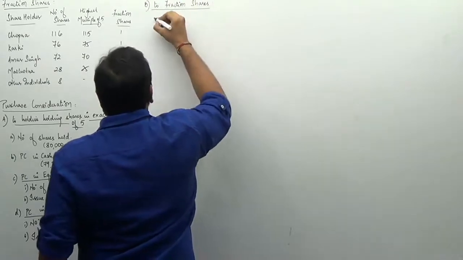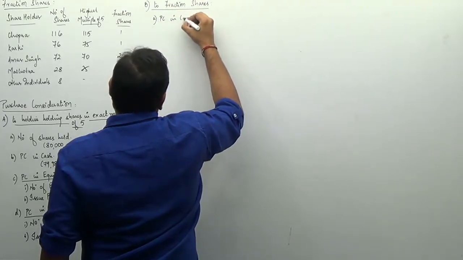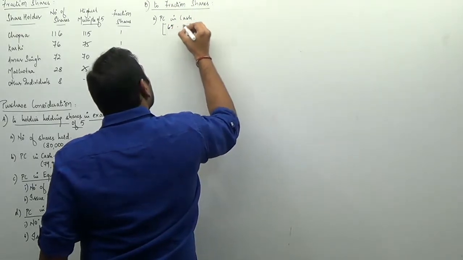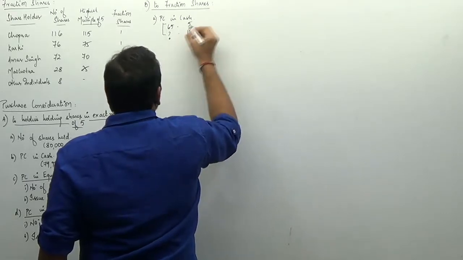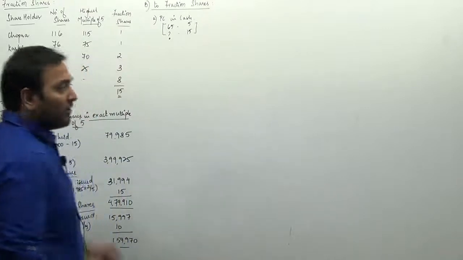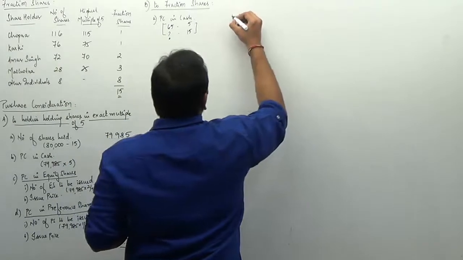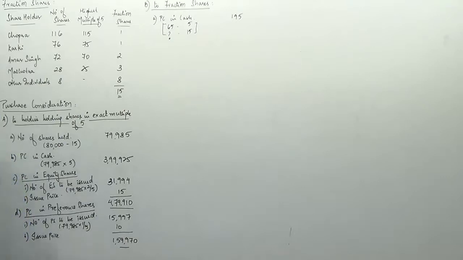Fraction shares, only PC in cash. They won't get anything else. 65 rupees for every 5 shares held. Then your fraction shares are 15. How much is the PC? In cross multiply. 5 shares, 65 rupees, 15 shares, how much? 3 times of that. The total PC in cash is 195 to fraction shares.